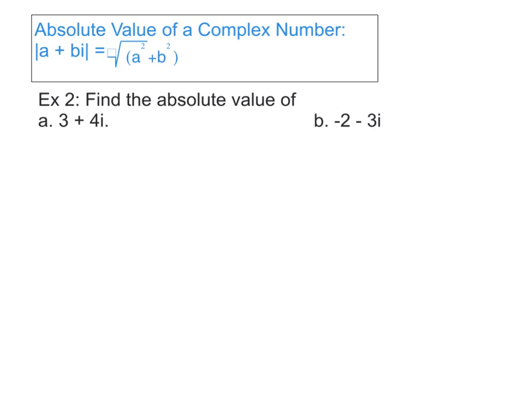So the absolute value is really nothing different other than the Pythagorean theorem, and you can see that right here from the definition of it. It's the square root of a squared plus b squared. Couldn't get much simpler, right?